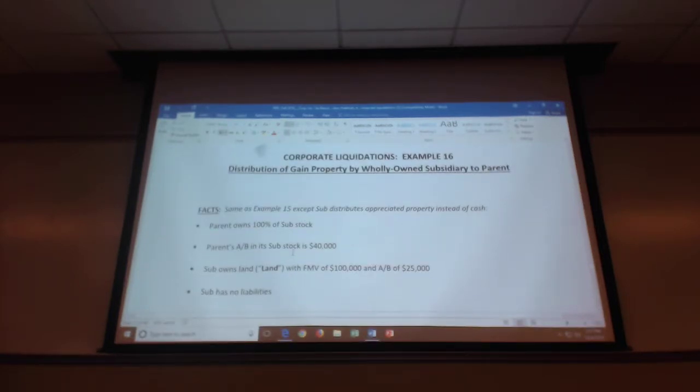So we have to run through the rules now for what happens at the subsidiary level, and what happens at the parent level. We've already talked about the parent level. The basic rule at the parent level, Section 332, is no gain or loss. That's pretty simple. At the corporate level, in this example, we assume that the parent has basis of $40,000 in the stock. The subsidiary has land with a value of $100,000 and a basis of $25,000.